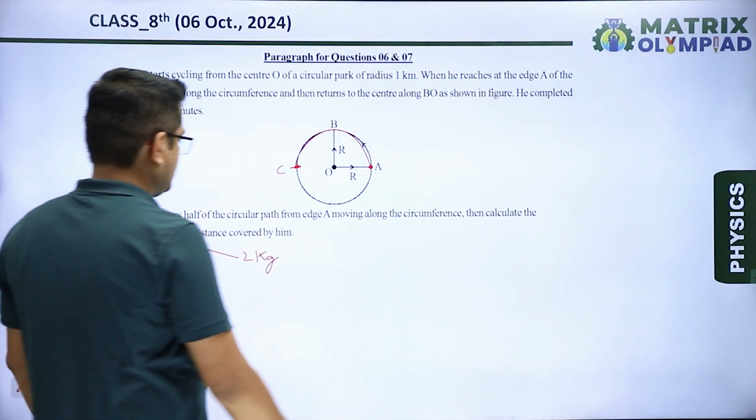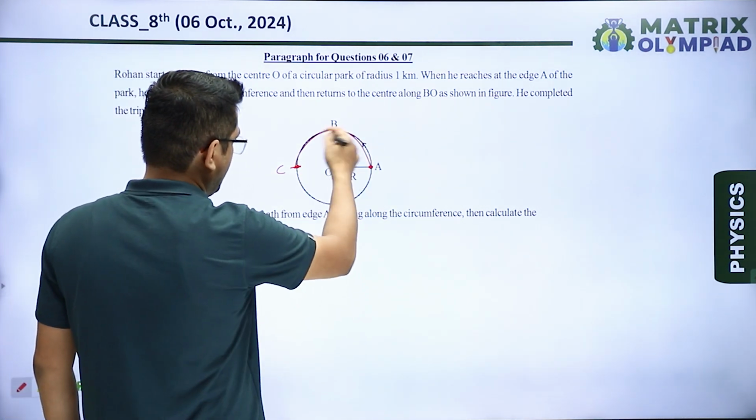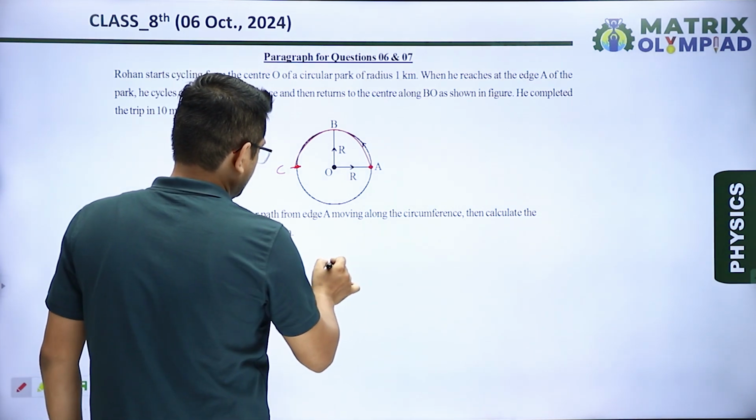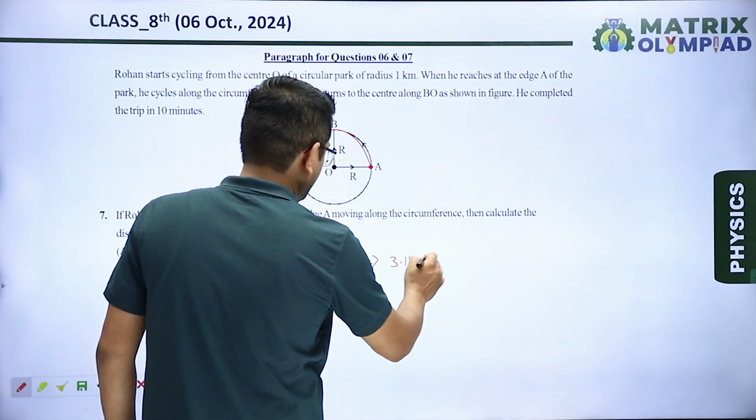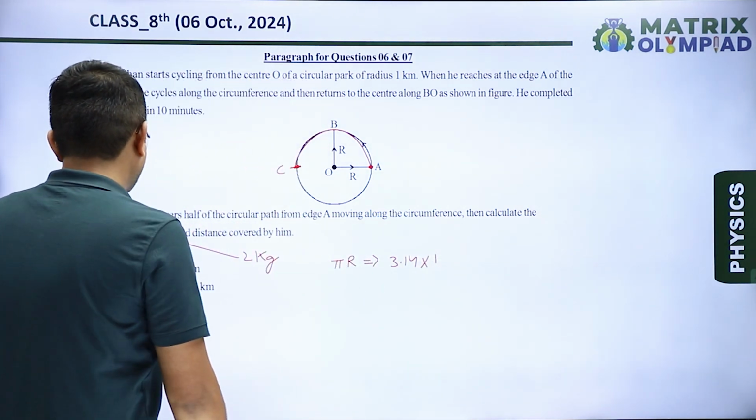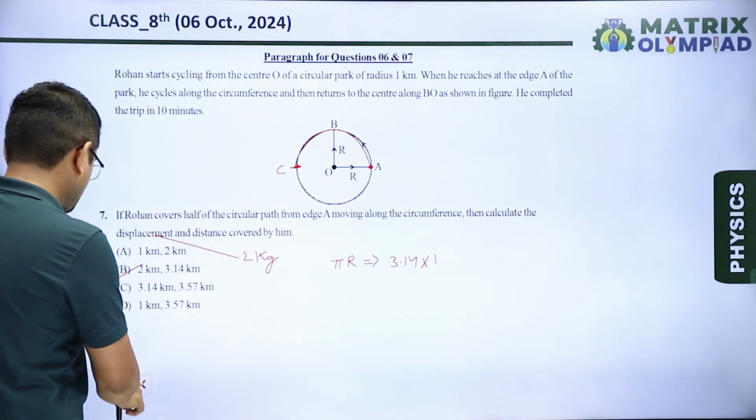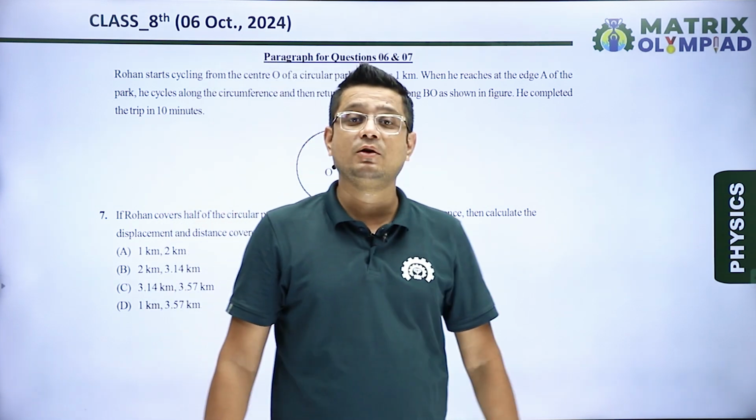In case of distance, we know that the distance is half of the circumference, so it is pi into r. We know that pi is 3.14 multiplied by 1. So the correct answer will be option B. So we have discussed all the questions of the physics subject.